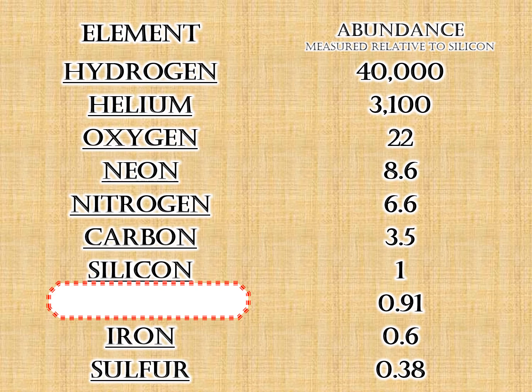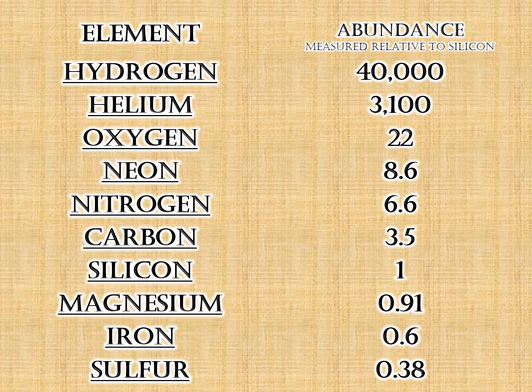Hydrogen, helium, and then oxygen and neon, nitrogen, carbon. Do any of those sound like metals to you? That's because they're not. Then there's silicon and magnesium. So magnesium actually is a metal, and then iron is a metal. But if you look at this list of abundance in the universe, now by the way, these are compared to silicon. So compared to the abundance of silicon, carbon is 3.5 times more abundant, right?